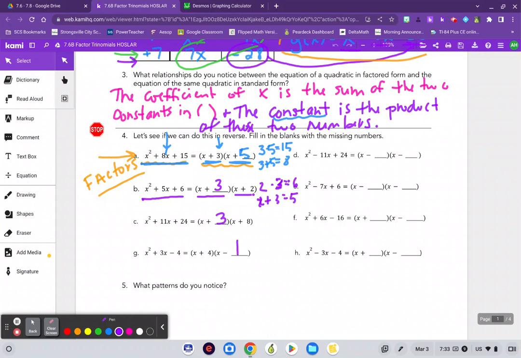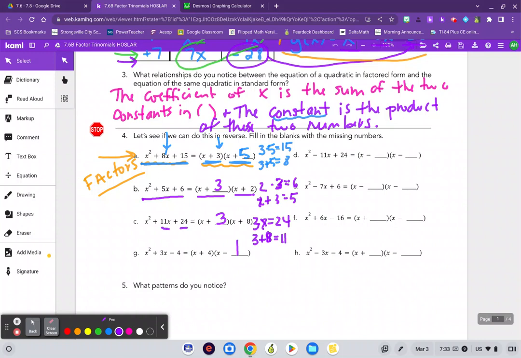Okay, so hopefully you had a chance to give this a try. I filled in x plus 3 with my x plus 8 because 3 times 8 gives me the constant of 24, and 3 plus 8 gives me 11. And so I'm matching these terms.